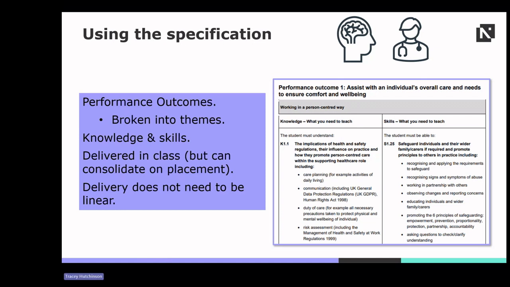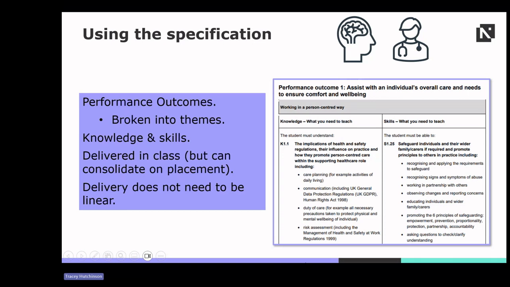So let's have a little look at this example from the healthcare core. So you've got the performance outcome 1, assisting with individuals' overall care needs. In this outcome, there will be several key areas or themes. So in the grey box, which is working in a person-centered way in this example. And then knowledge and skills will then fall under this theme. So knowledge and skills that will link to students' understanding and knowledge and demonstration of working in a person-centered way, which will then assist with an individual's overall care needs to ensure comfort and well-being. That's how that links. So the knowledge goes down on the left and the skills go down on the right.